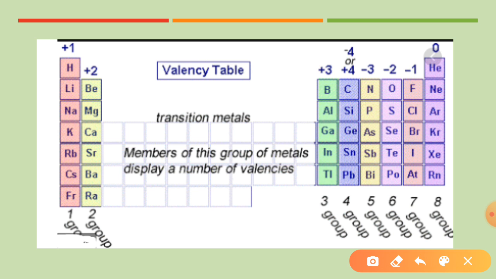In group 6, it's difficult to donate 6, and it's easy to gain 2. The minus sign represents gaining of electrons, and the plus sign represents losing of electrons. And the last group is the noble gases, which are stable, which have already completed their octet and doublet.